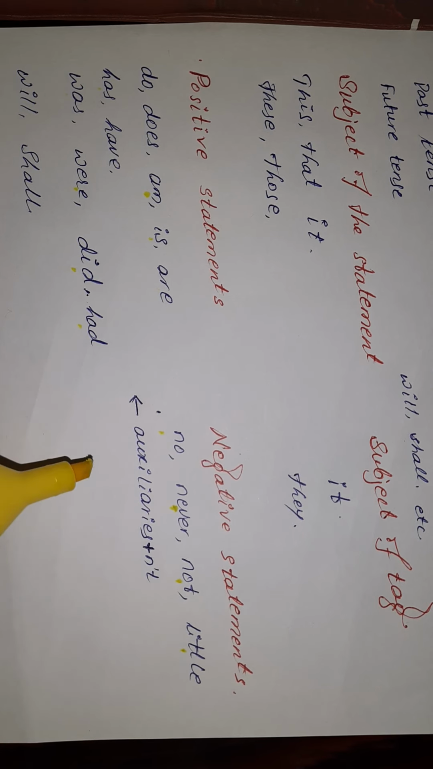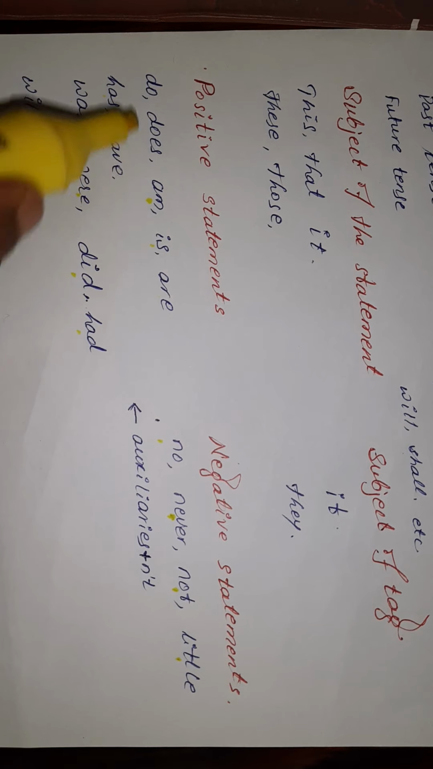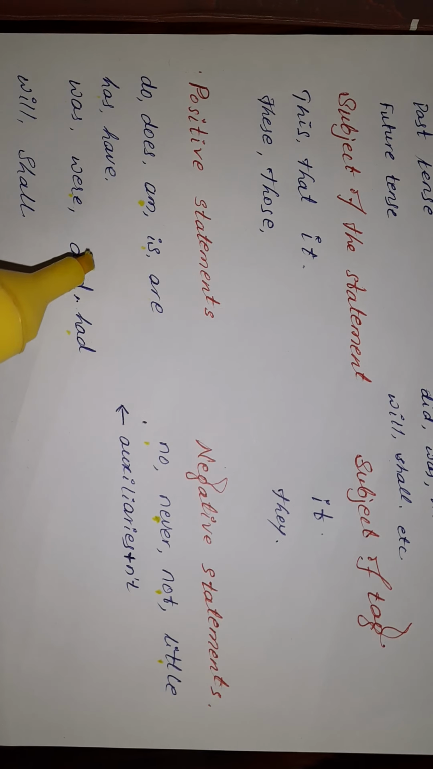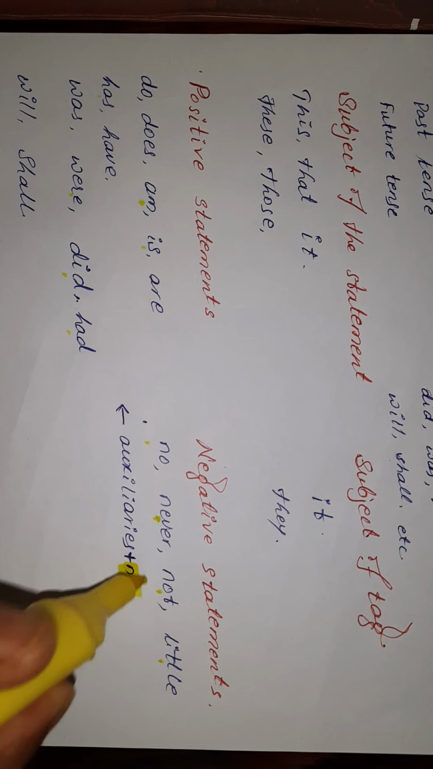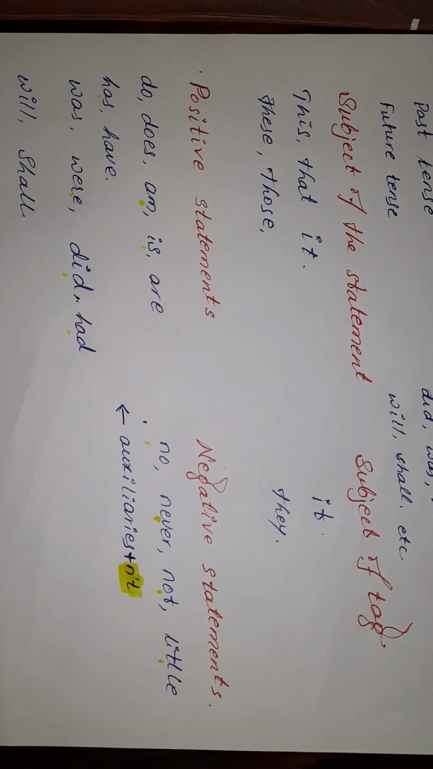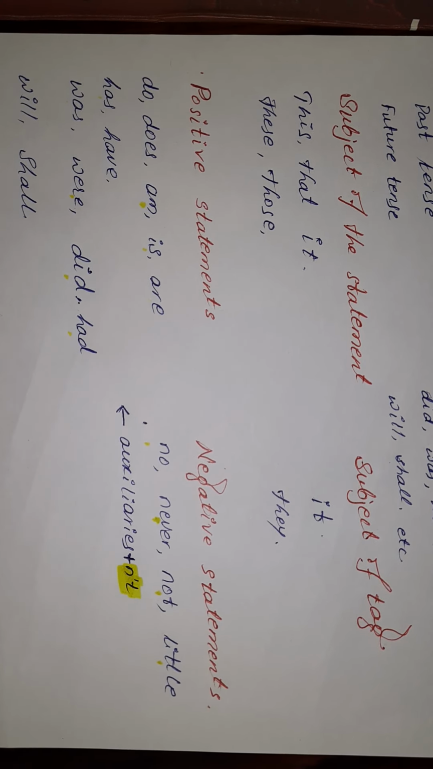And sometimes these auxiliary verbs, the positive auxiliary verbs here, plus n't will become negative statements. If you see the examples, you will come to know. Let's see an example.